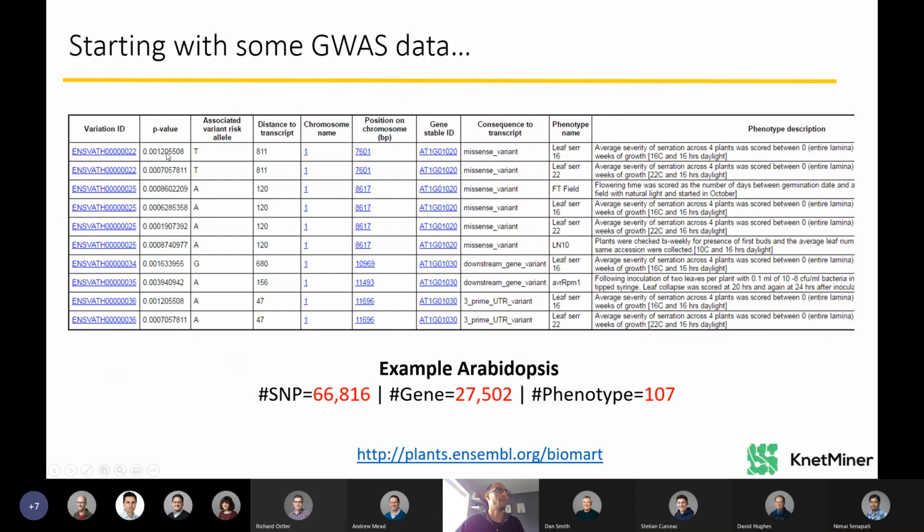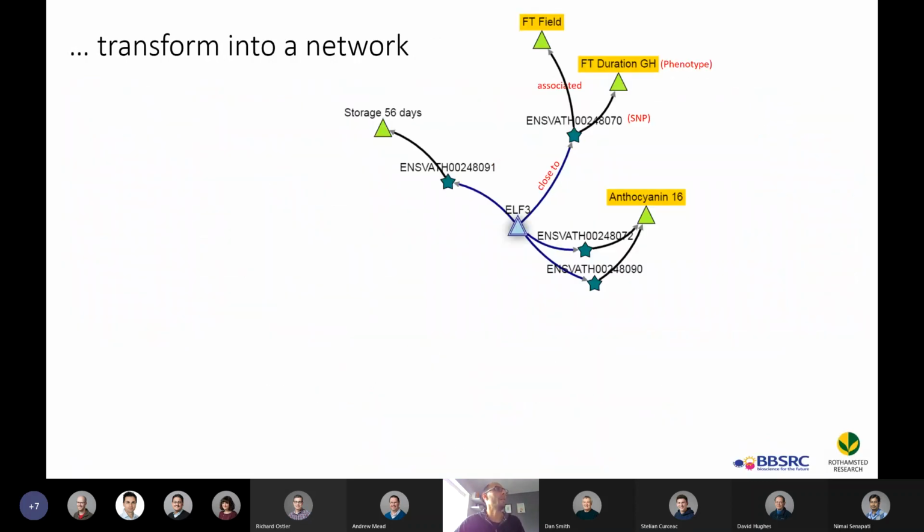We've got some additional information like which genes are in close proximity to this polymorphism and how far away they are from this polymorphism. So this specific data set I've taken has about 66,000 SNPs, 20,000 genes, and 107 phenotypes. Okay, so what we do is we use our toolkit, NetBuilder toolkit, to transform the tabular data into a graph representation. We model the data like in this example like this.